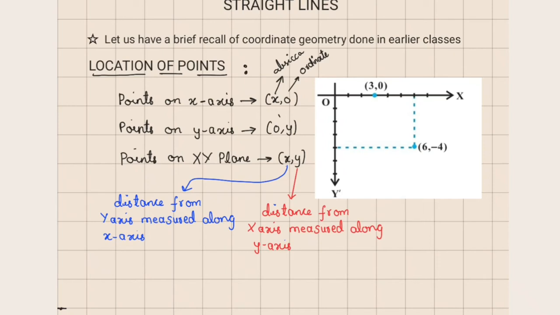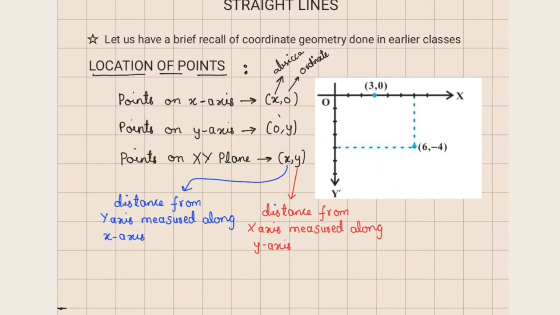Any point on the xy plane is generated as some x comma y, where x is the distance from y-axis measured along x-axis and y is the distance from x-axis measured along y-axis. It might be confusing, but it's so simple.